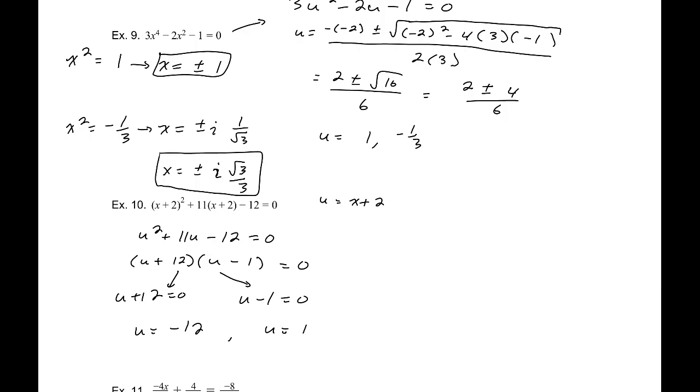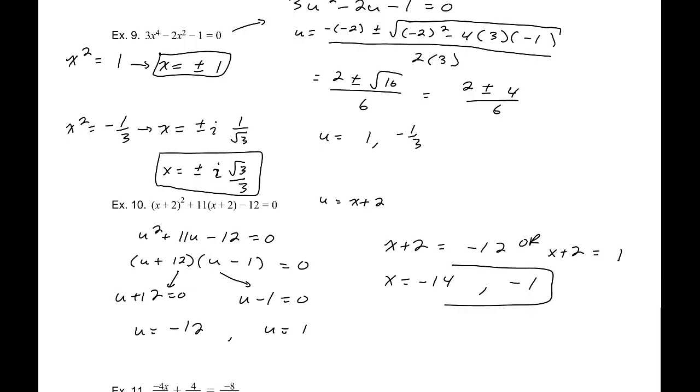Well, we want to know what x is, so u equals x plus 2, so that is x plus 2 equals negative 12, x plus 2 equals 1. So solving each of those, x equals negative 14 or negative 1. And there are our 2 solutions. Now, originally we had a quadratic. We converted it to another form of a quadratic, and so we still only have 2 solutions.